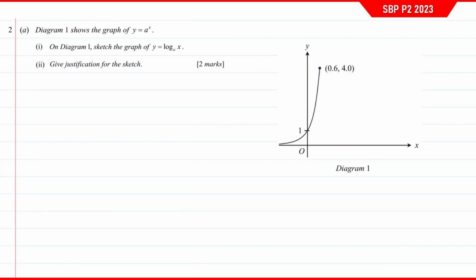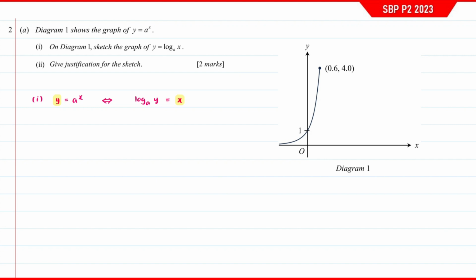Question 2a. Diagram 1 shows the graph of y equal to a to the power of x. On Diagram 1, sketch the graph of y equal to log base a of x. So here y equal to a to the power of x is written in index form. If we change the index form into logarithmic form, then we're going to get log base a of y equal to x. So here, if you notice, you are changing the subject of the formula from y to x.